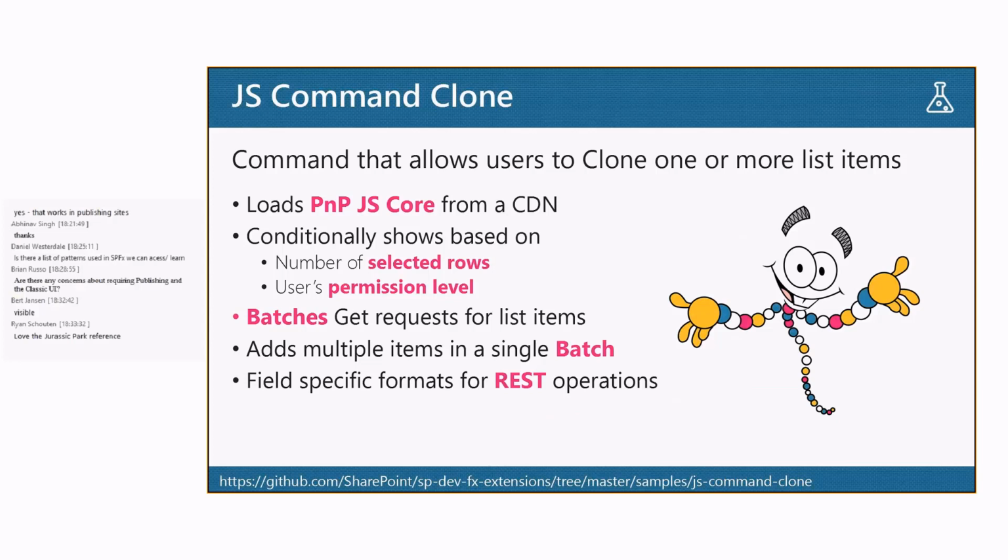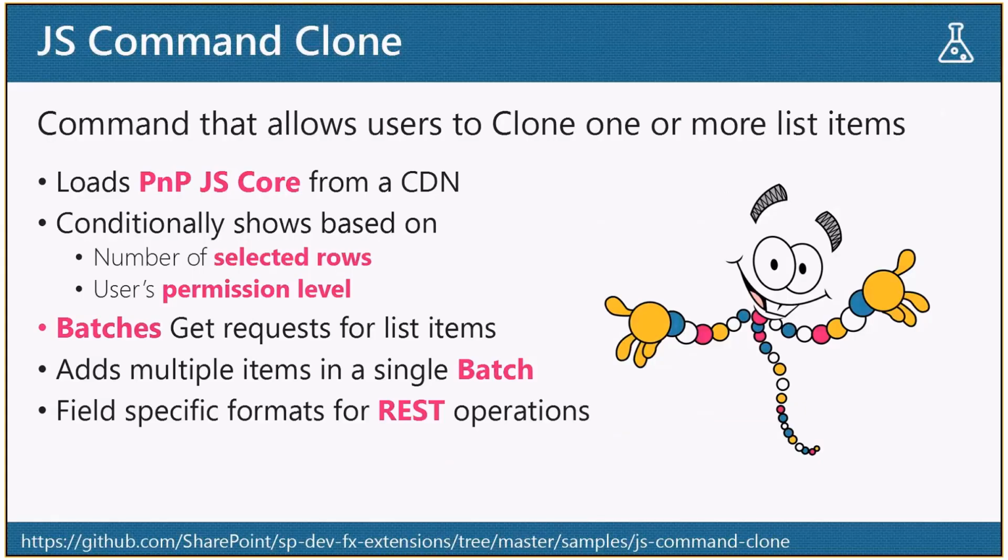So some of the main things this sample demonstrates is loading PnP JS core from a CDN, which you should always do in your SharePoint Framework packages. It's going to conditionally show based on the number of your selected rows, and also the user's permission levels. So we only want to show the command if we actually have anything we can work on, and also if the user that's taking a look at this can do what we want them to do.